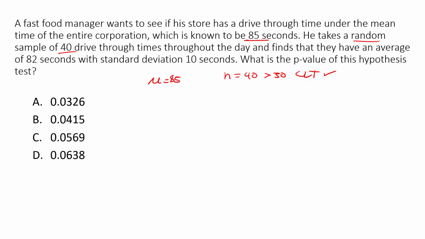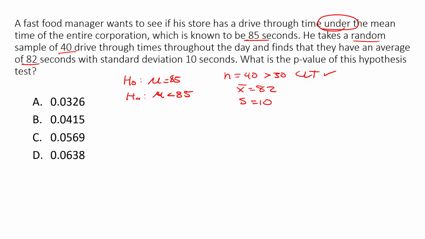And finds that they have an average of 82 seconds. So x bar is 82 with a standard deviation of 10 seconds. What is the p-value of this hypothesis test? All right, so first we need to know, is it a one-sided test or a two-sided test? Because that will make a difference. So our null hypothesis is that the mean equals 85. Our alternative, we want to know, is his drive-through time faster? So we want to know, is the mean less than 85? All right, because we're asking about under the mean, so less than 85.